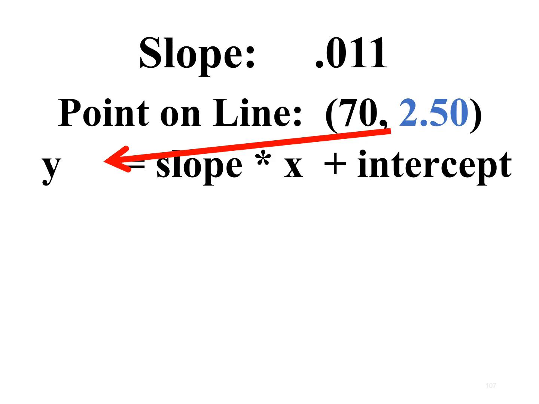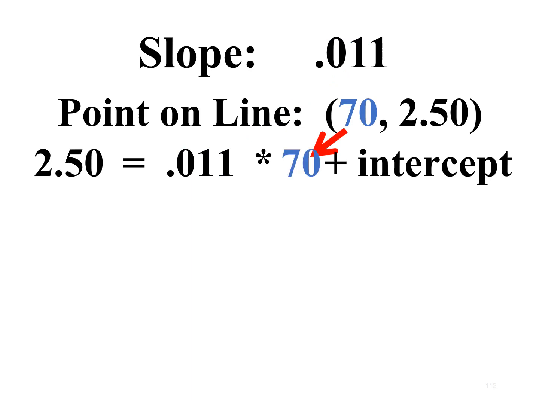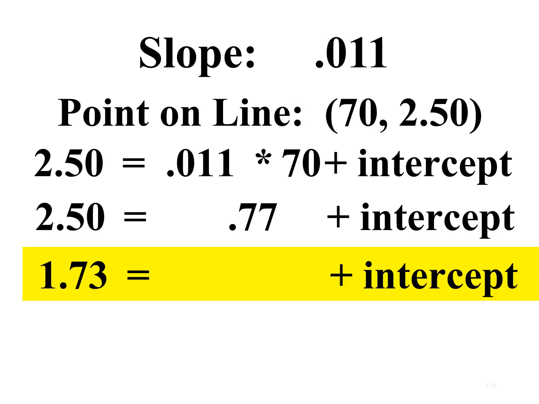So y is going to be 250. The slope is going to be 0.011. X is going to be 70. Okay, and then from here we solve for the intercept. Okay, so 0.011 times 70 is 0.77. And we have to move 0.77 to the other side. So we subtract it from this side, so we subtract from the other side as well. So we end up with 1.73. So the intercept is equal to 1.73.